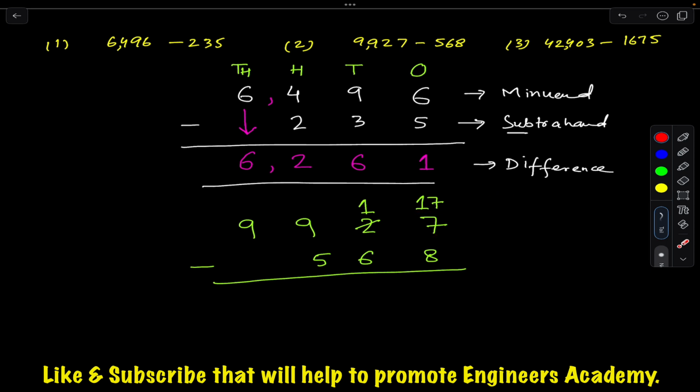So 1 ten is borrowed from this 2. Here we are left with 1 ten, since this is 20 basically. We have borrowed 1 ten, so we are left with 1 ten. So this is 10 now. So we got here 10 plus 7, so this is 17. Now we can subtract 8 from 17. So 17 minus 8 is 9.